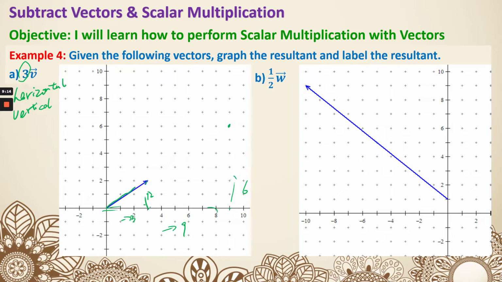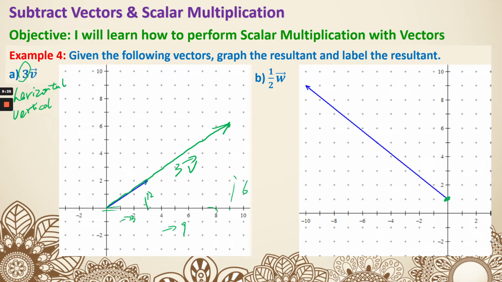That means my resultant is going to be right here. And of course, they should coincide because they are pointing in the same direction, just different magnitude. In that case, that is my 3 of vector v. Next, 1/2 vector w. The initial point is not at the origin anymore.